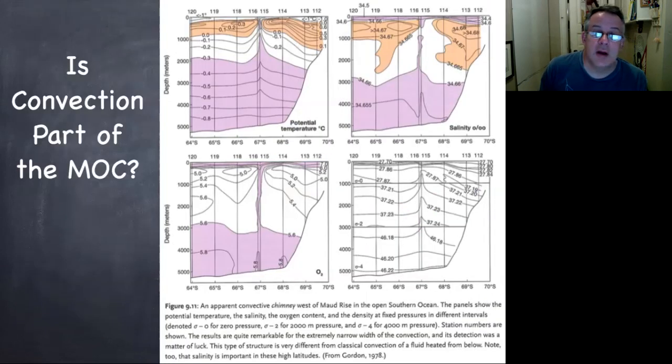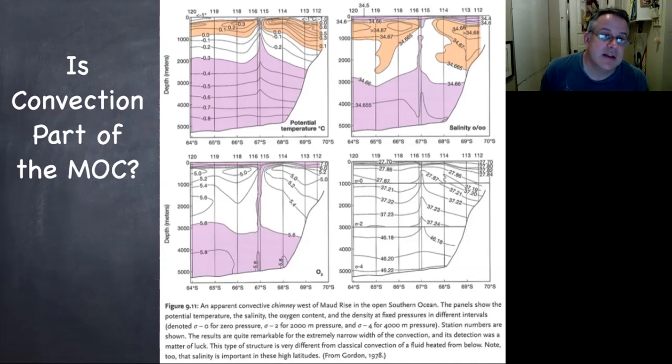Is convection part of it? Well, yes, it is, in the sense that cold stuff is dropping in depth. So here we're looking in potential temperature. You see cold anomalies going all the way up to the surface. You see salinity anomalies going up to the surface. These are signatures of convective activity. A convective chimney west of the Maud Rise in the open Southern Ocean. So once that convective chimney comes down, it's linking these density surfaces from the surface down. So that is part of the meridional overturning circulation.